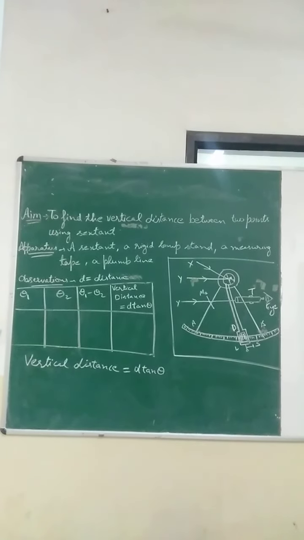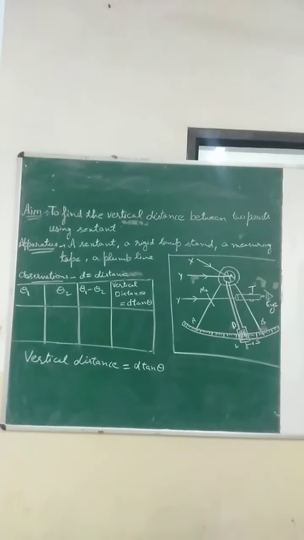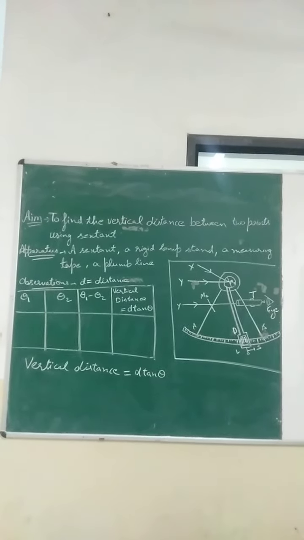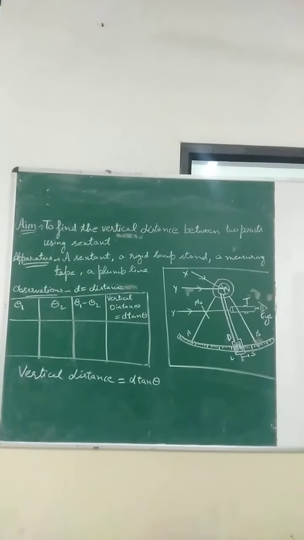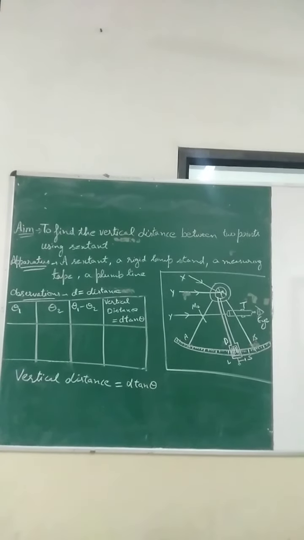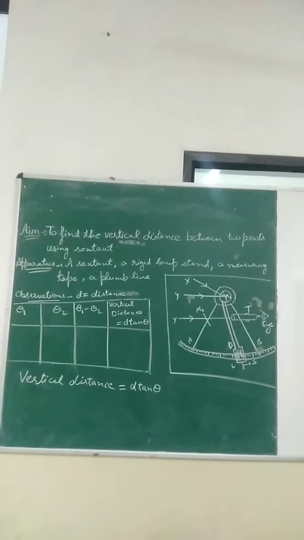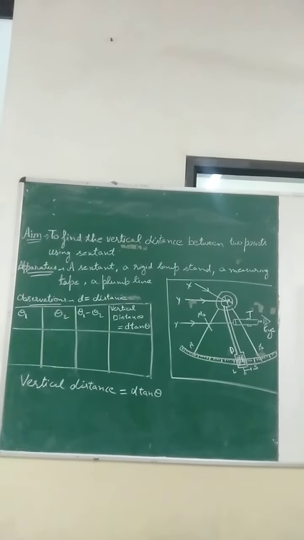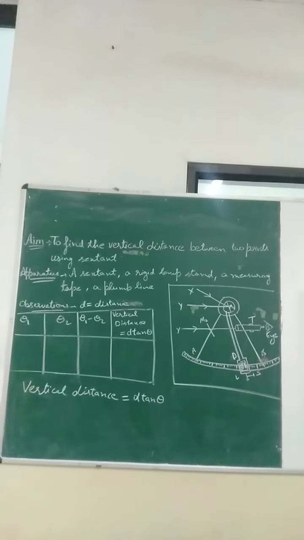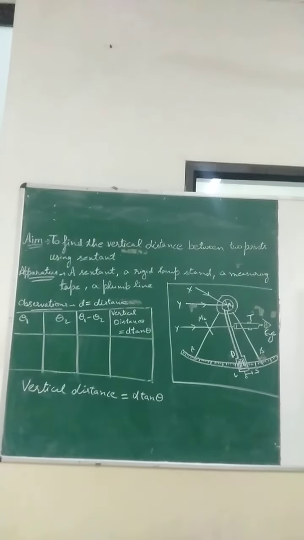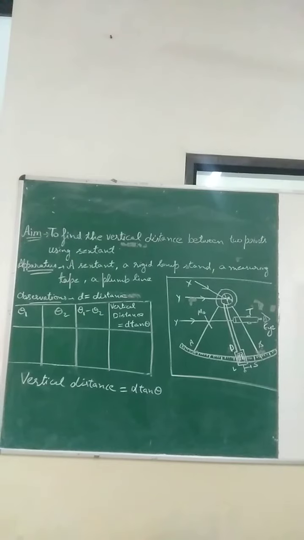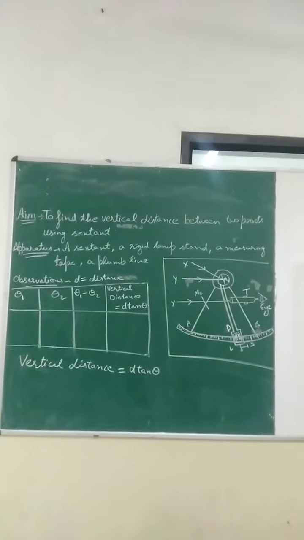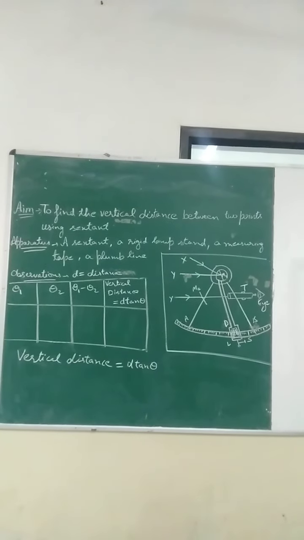So the vertical distance, meaning the distance between the 2 points, is given by theta 1 minus theta 2. The vertical distance formula with the help of the sextant is D tan theta. D is the distance between the sextant and the wall. Theta is the angle between the 2 points on the wall. Tan theta I will take from the log table, and D is the distance between the wall and the sextant. So this is how we can measure the vertical distance with the help of a sextant. Thank you.